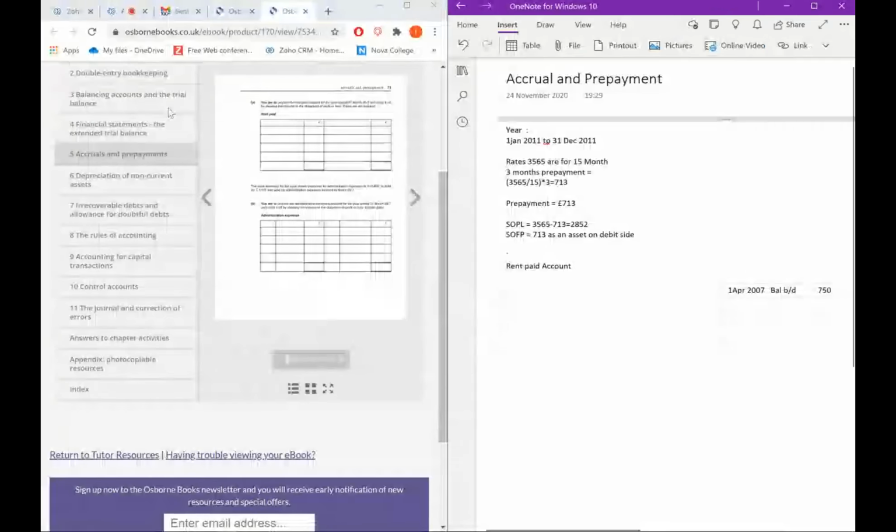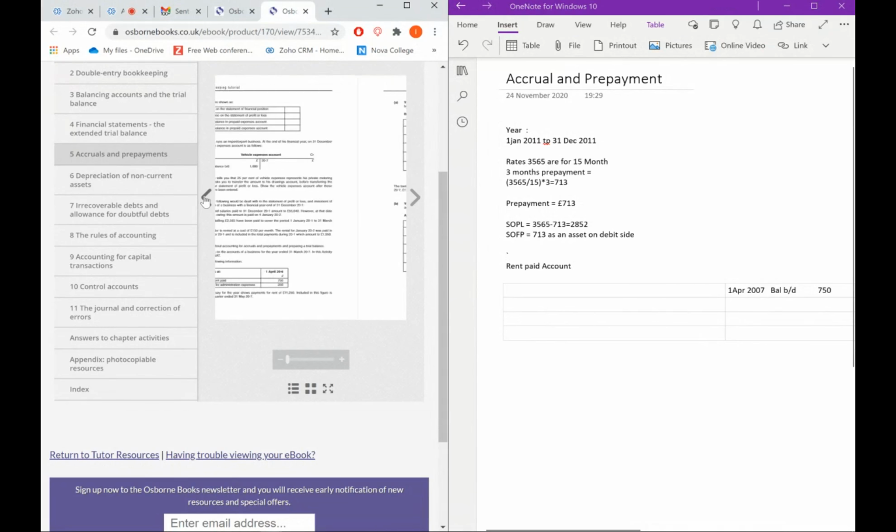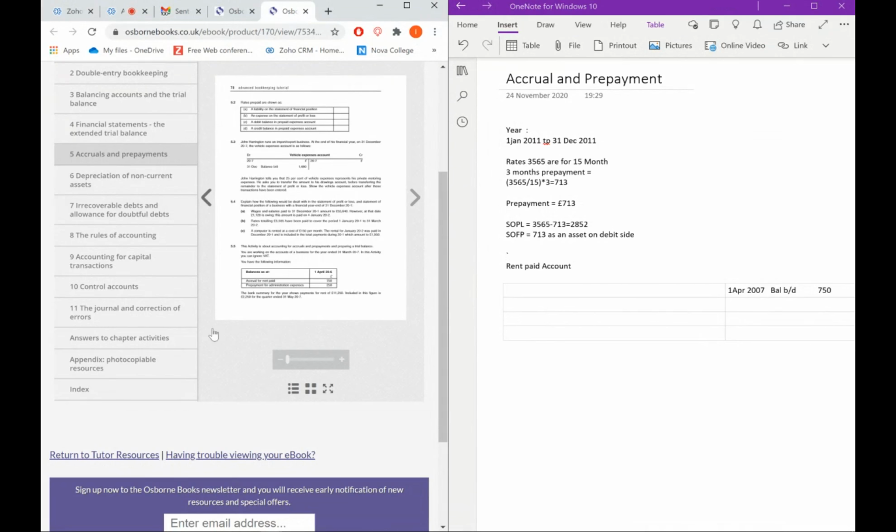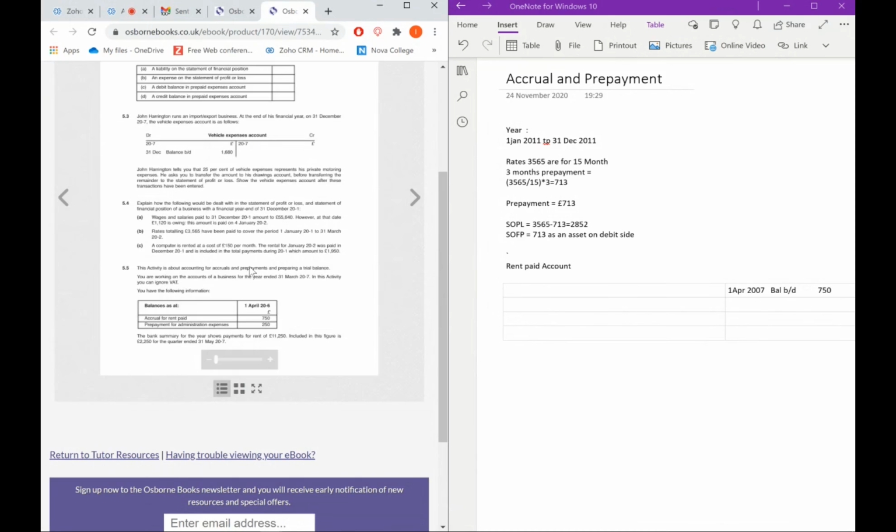The prepayment of administration expenses. Okay, you can read that. Now it becomes small. Prepayment of administration expenses, 250. This is a prepaid administration expense. We'll deal with this later. Let's first deal with the rent.